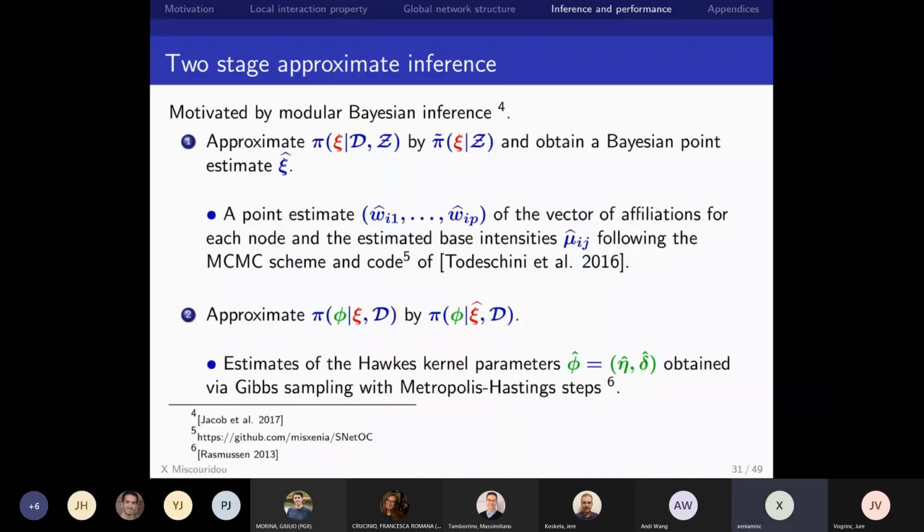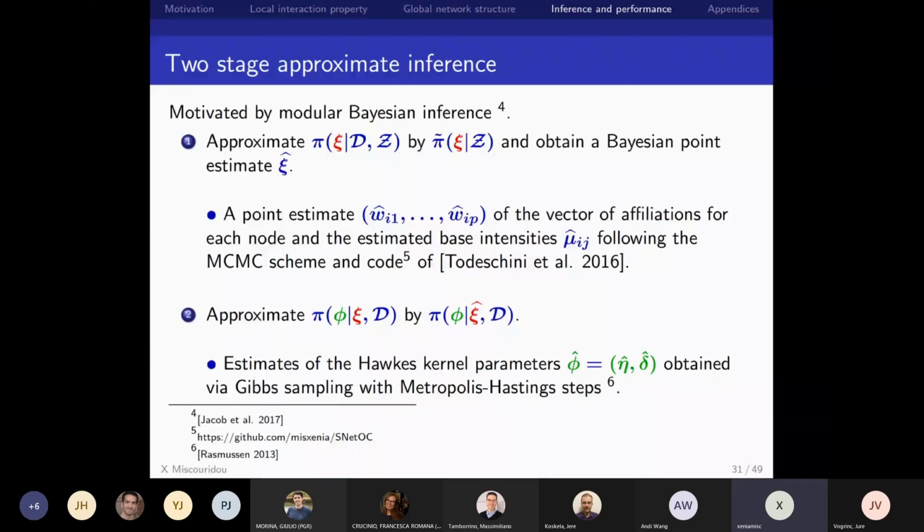So the main motivation behind doing this approximate inference was, of course, to have a faster algorithm, more efficient, so that we can use it in several applications. And also we already had some good code for performing the first step on its own. And we had this MCMC algorithm that was linear per edge of the graph in order to estimate the graph structure. So that was quite fast. And then, just estimating the kernel parameters of the Hawkes process on top, which is a second step, was nice and fast. So we were happy with it.